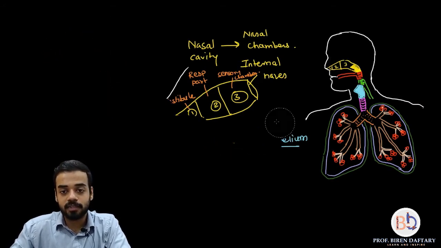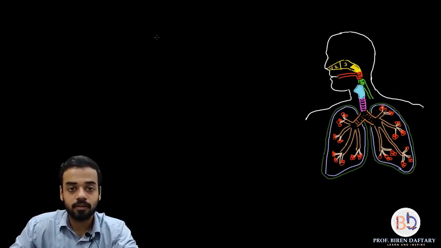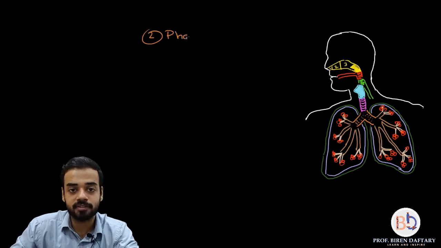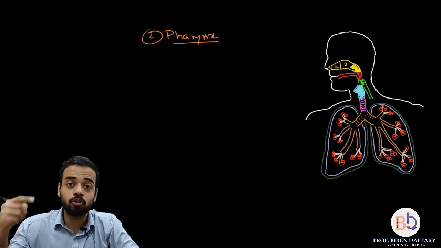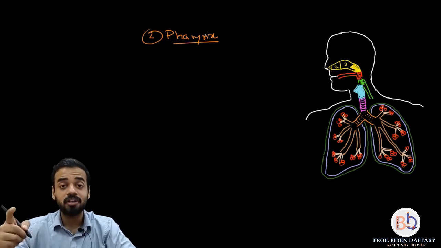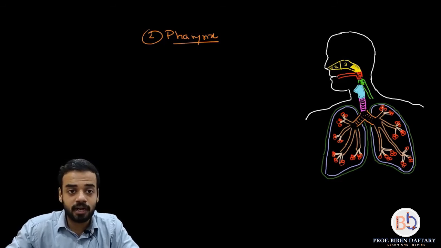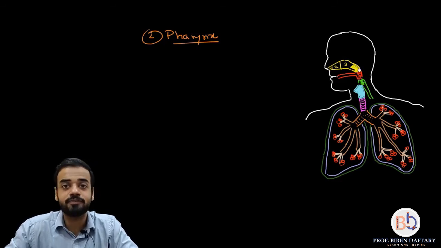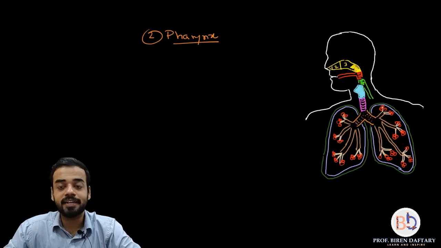The next part is the pharynx. So the second part of your respiratory system is the pharynx. Now, the pharynx is a common opening for both the respiratory and the digestive systems, because we have studied the pharynx in the digestive system also. We are going to study it now in the respiratory system also. Now, if you see over here, I have shaded the regions. This yellow region is the starting of the pharynx, and this pharynx is coming after this nasal chamber.